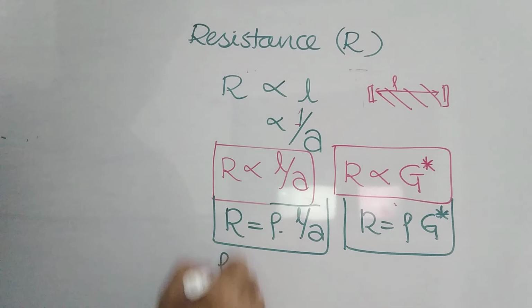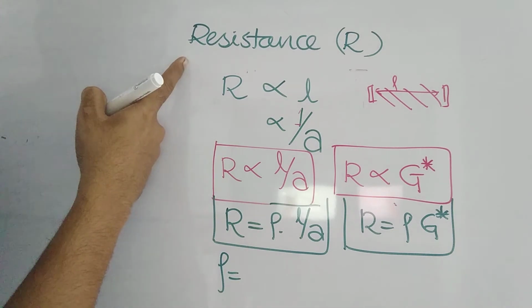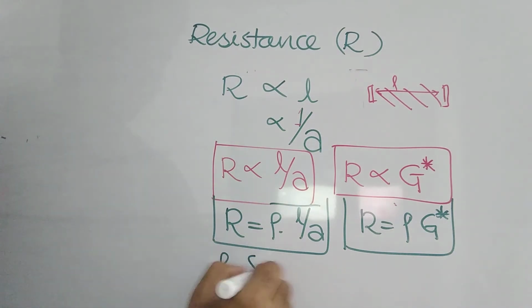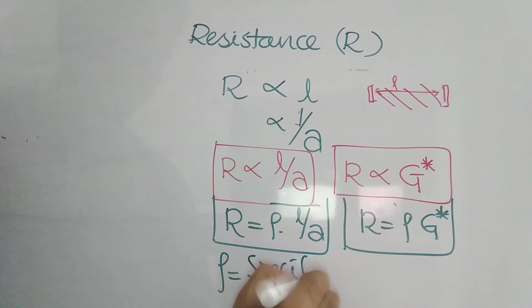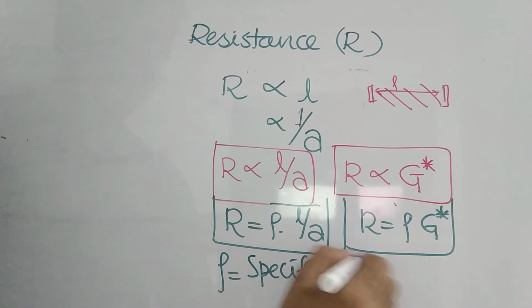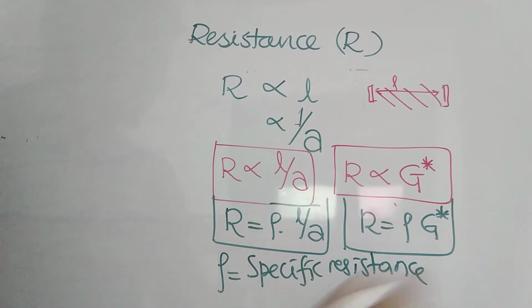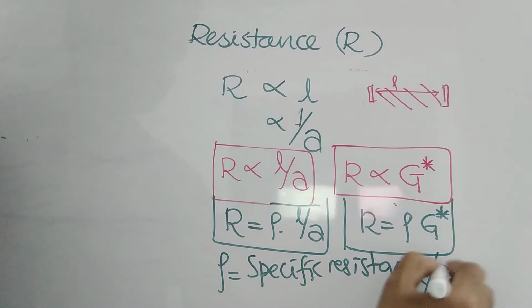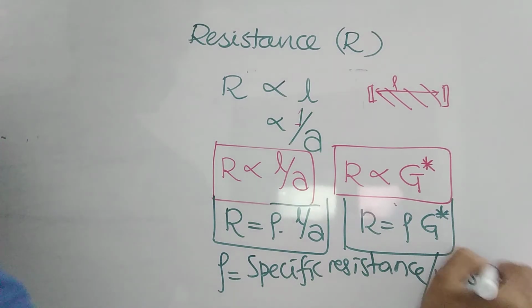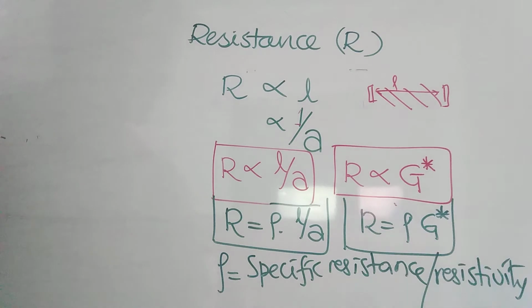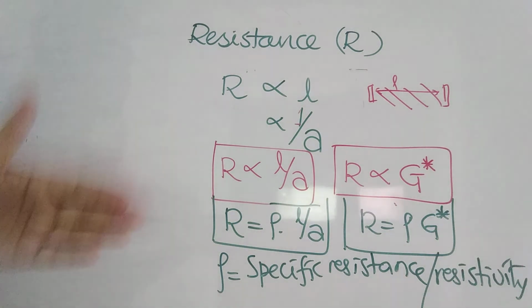Where rho is known as resistance, this is specific resistance, or you can say resistivity. Resistivity or specific resistance, you can call it. So once again, we'll come from the starting.